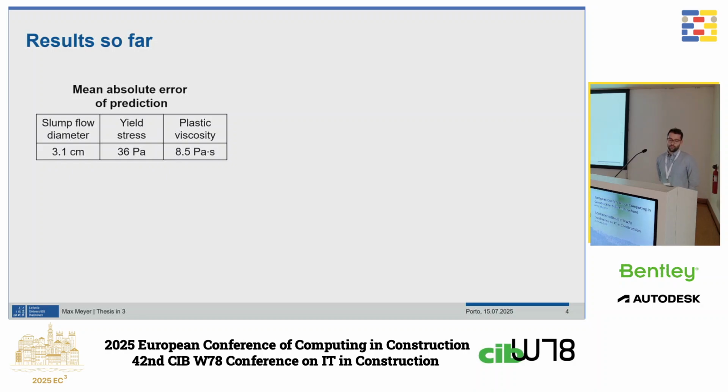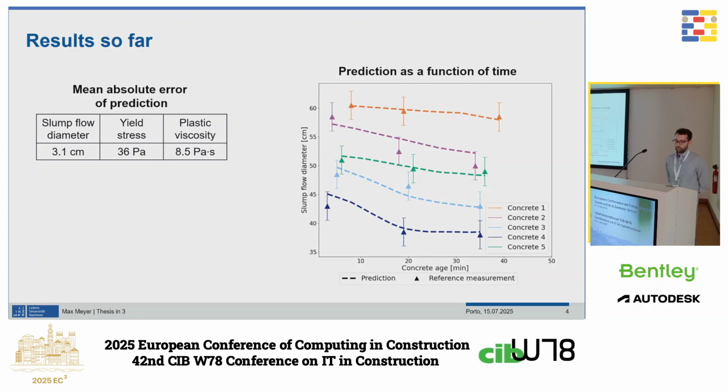So far, the results are promising. The result for the slump flow diameter is already in a range which is acceptable for practical applications. And as time information is used as input, the properties can also be predicted as a function of time, which is shown here in the figure for the slump flow diameter.